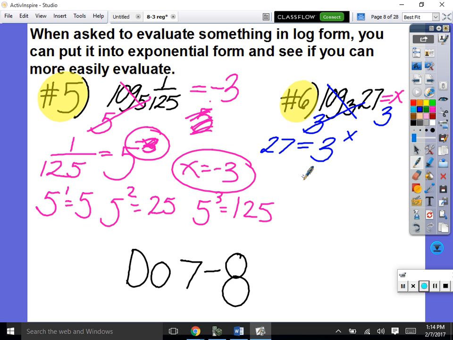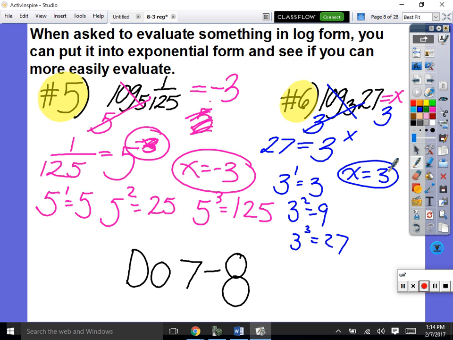So answer what it is now. If you don't know, test it out. 3 to the first is 3. 3 to the second is 9. 3 to the third is 27. So our answer is x equals 3. So log to the base 3 of 27 equals 3. Our final answer was log to the base 3 of 27 equals 3.